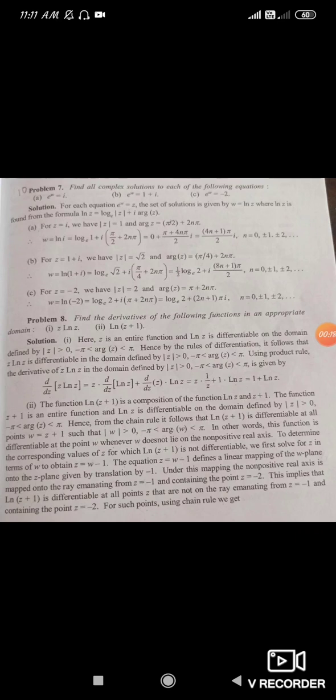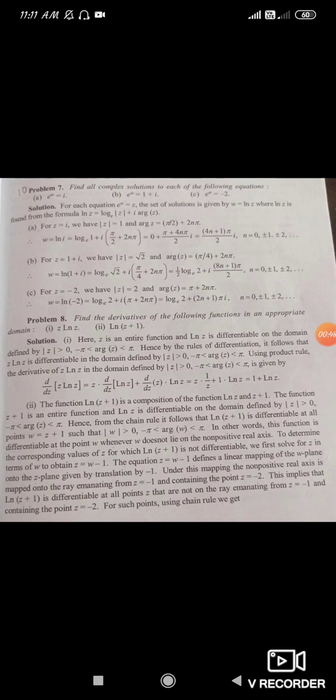We know that for the equation e raised to w equal to z, the set of solutions is given by w equal to ln z, where ln z is found from the formula ln z equal to log e mod z plus i argument z. So here the first equation is e raised to w equal to i, where z is equal to i. So we will get mod z as 1 and argument z equal to pi by 2 plus 2n pi.